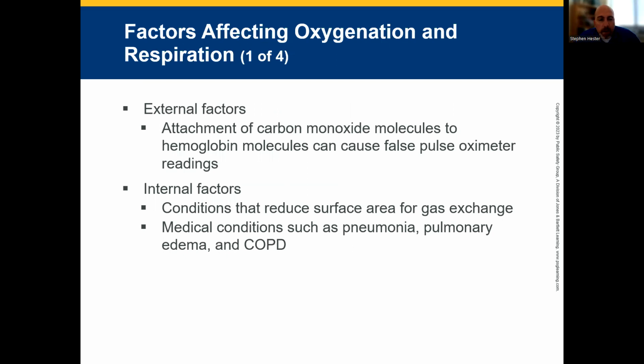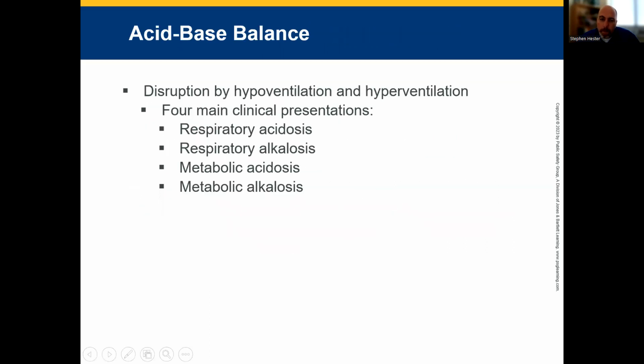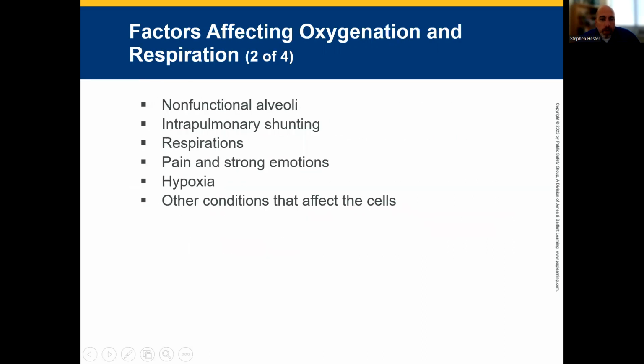Some external factors: the attachment of carbon monoxide molecules to hemoglobin molecules can cause false pulse oximeter readings. And some internal factors, such as reduced surface area for gas exchange in the alveoli, such as pneumonia, pulmonary edema, and COPD. You may have some non-functional alveoli, some intrapulmonary shunting, pain and strong emotions, hypoxia.